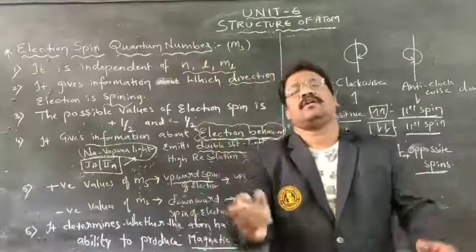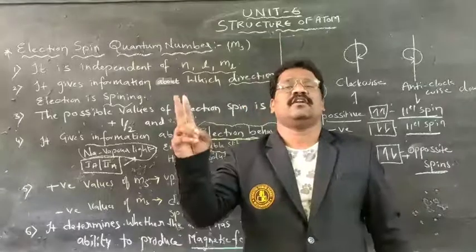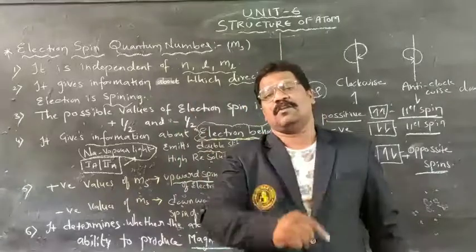By this we have completed all the quantum numbers, children. In the first part we have completed two. In this part we have completed two.